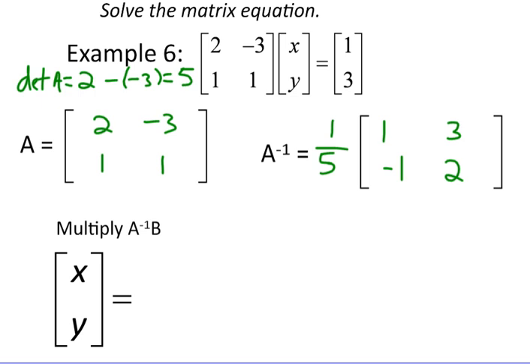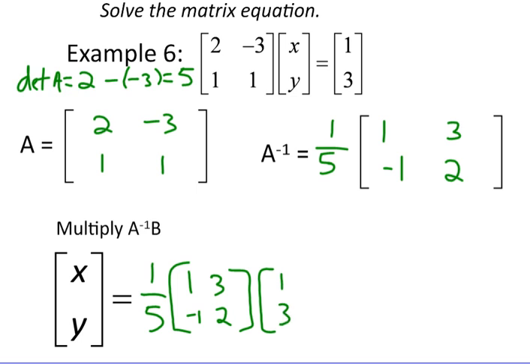So A inverse is 1/5 times 1, 3, negative 1, 2, times the constant matrix, which is 1, 3. Remember, do not multiply that scalar through yet. So let's go ahead and take a look. So we have 1/5.